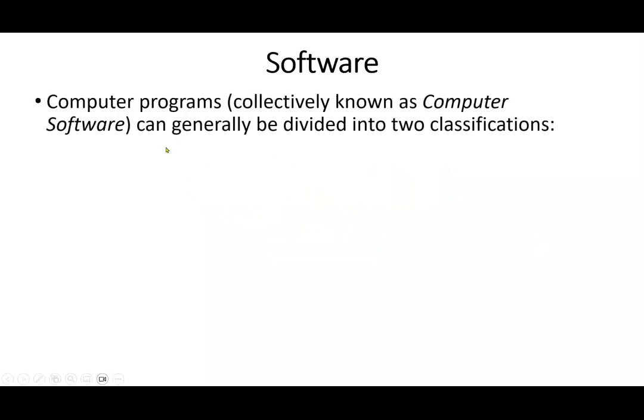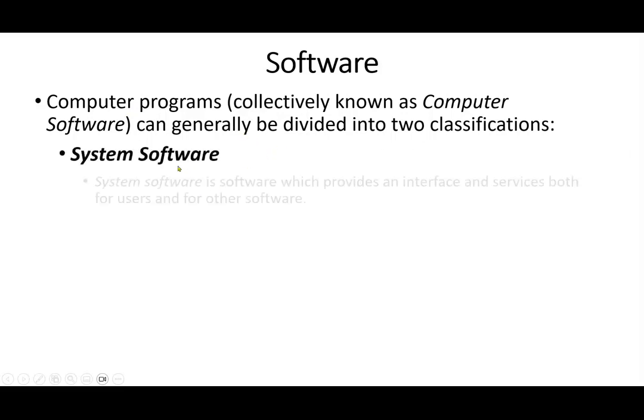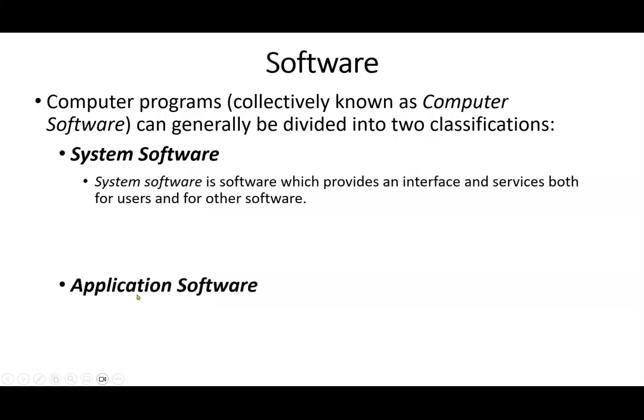Chapter 3, Software. Computer programs or computer software can be divided into two classifications, system software and application software.